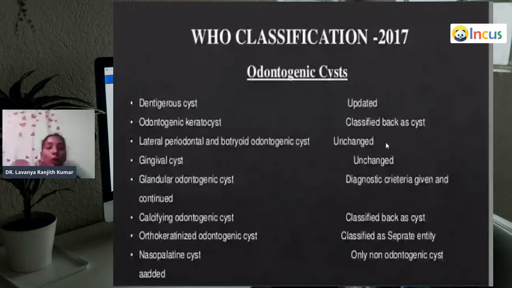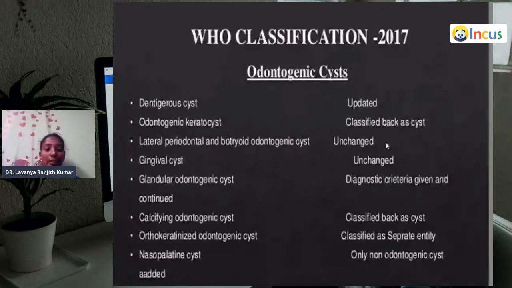Lateral periodontal and botryoid odontogenic cysts, there is no change. Gingival cyst also, no change. For GOC, glandular odontogenic cyst, they have given diagnostic criteria, minor and major, which can be continued, and there is no change. And the calcifying odontogenic cyst is classified back as a cyst. Before, it was considered a calcifying odontogenic tumor, related to dentinogenic ghost cell tumor, and now it is classified back as a cyst.